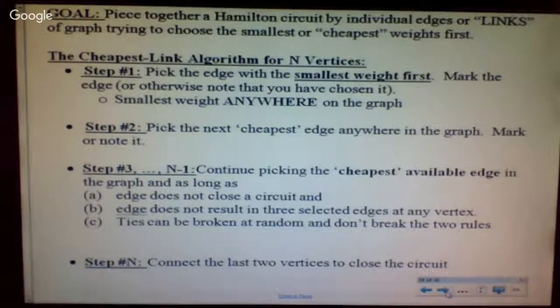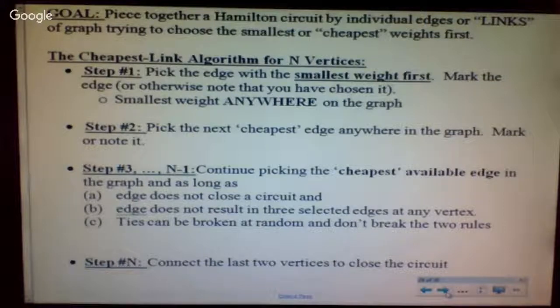Okay, so here's all of your steps. Step 1, you're going to pick the edge with the smallest weight. Anywhere on the graph, you're going to find your smallest number. You're then going to mark that edge. I don't care if you highlight it, whatever you need to do. Step number 2, you're going to pick the next cheapest edge, and you're going to keep going until all of your dots have 2 lines coming out of it, except for 2.